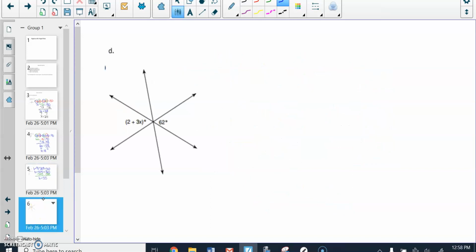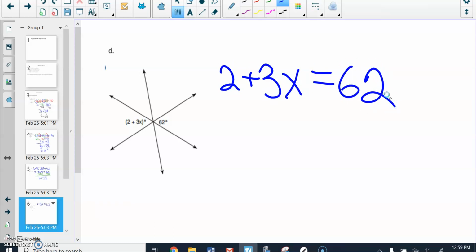Our next example, the two angles they give me are across from each other, so they're opposite angles, which means they are vertical. So when I get my equation, I know the value 2 plus 3x has to equal 62.